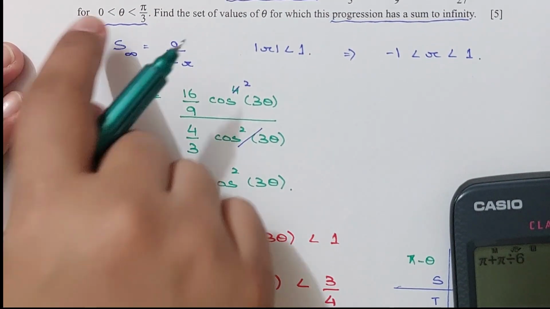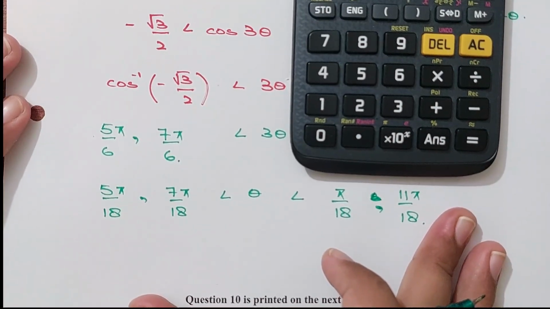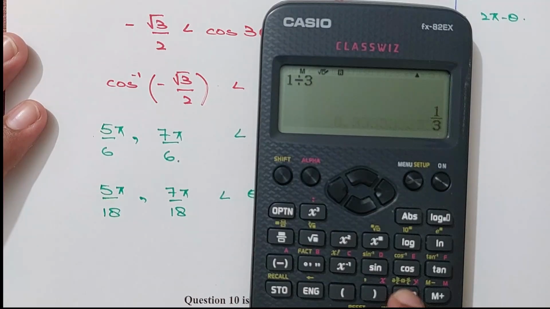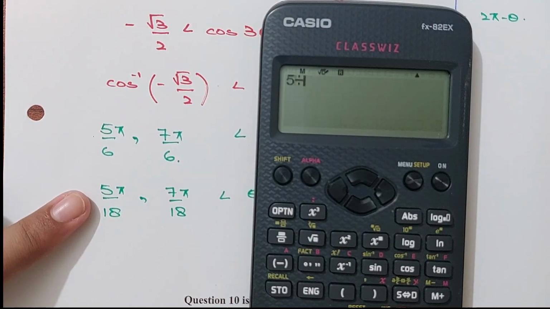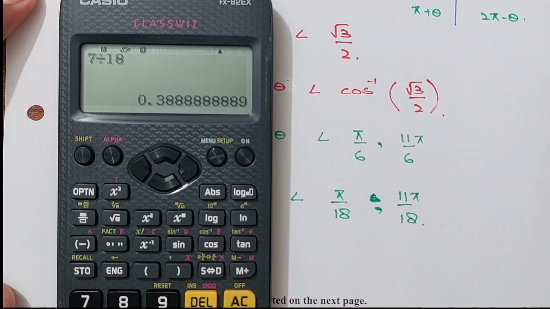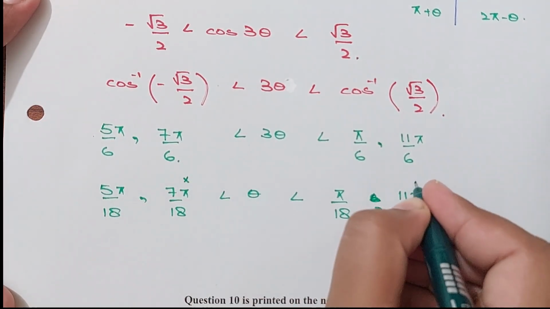The values of theta are between 0 and pi by 3, right? So which values are satisfying in the given range? 0 to pi by 3 is, if I can say, 1 by 3 is 0.3. So 5 by 18 is 0.27, it is in the range. 7 over 18 is more than 0.3, right? So 1 over 18 is in the range. Yes, 11 over 18 is more, right? So this is not in the range.